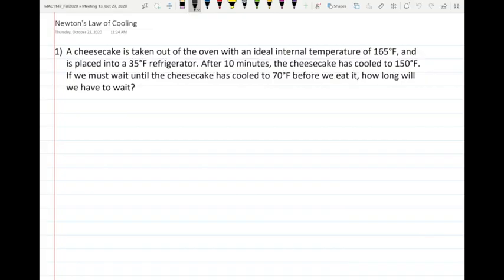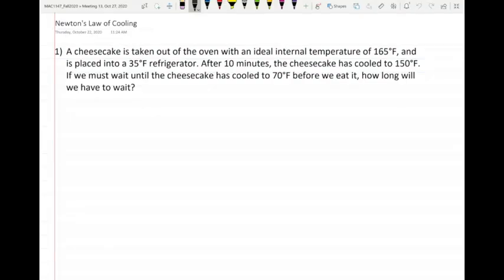A cheesecake is taken out of the oven with an ideal internal temperature of 165 degrees Fahrenheit and is placed into a 35 degrees Fahrenheit refrigerator. After 10 minutes, the cheesecake has cooled to 150 degrees Fahrenheit. Okay? So if we must wait until the cheesecake has cooled down to 70 degrees Fahrenheit before we eat it, how long will we have to wait?